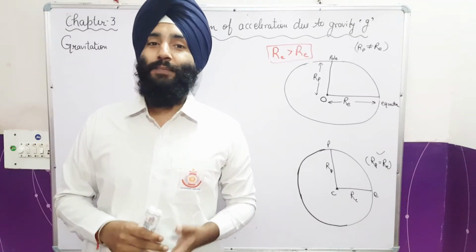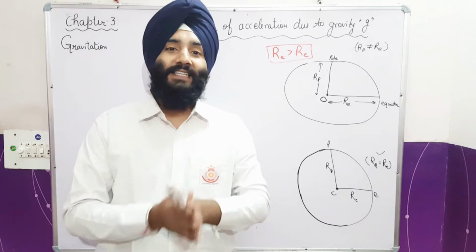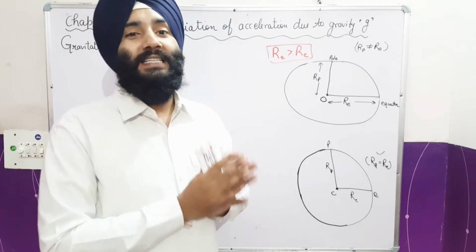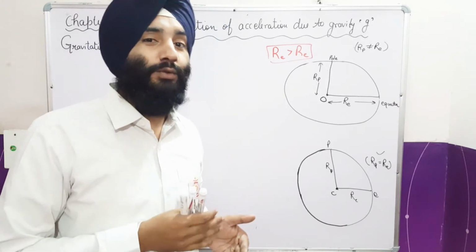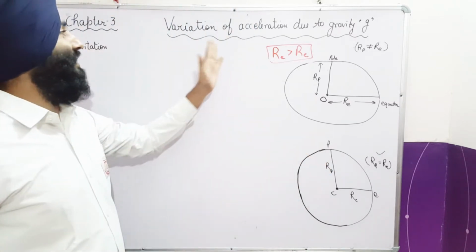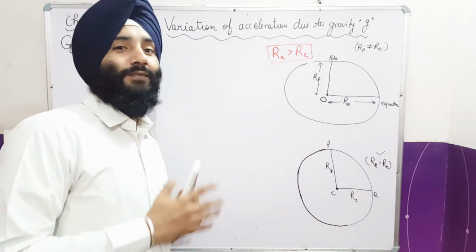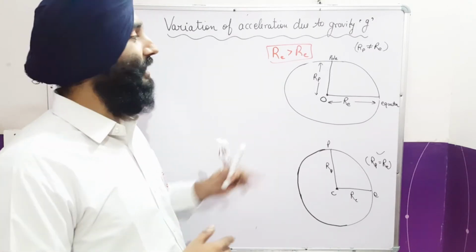Namaste students. In the previous class we discussed the case of free fall and acceleration due to gravity. Today we will discuss how the value of acceleration due to gravity increases or decreases. It means the variation of acceleration due to gravity with respect to the radius of the earth.